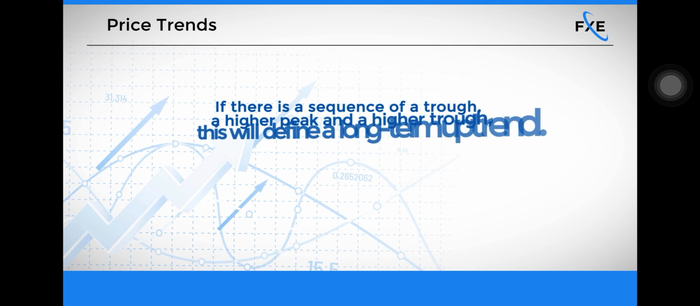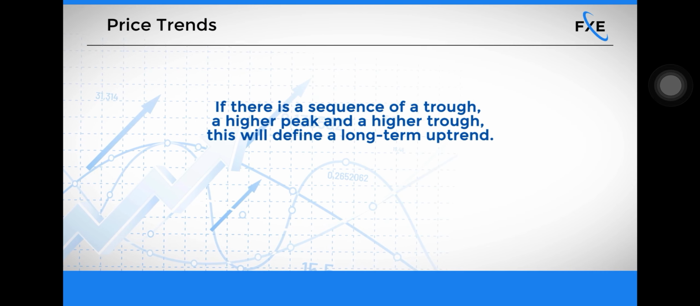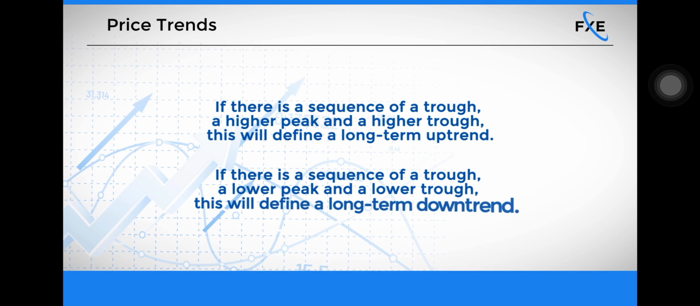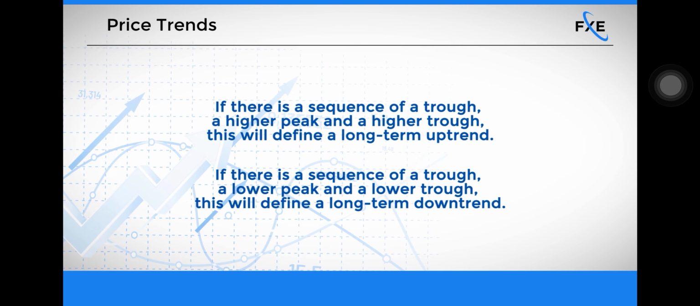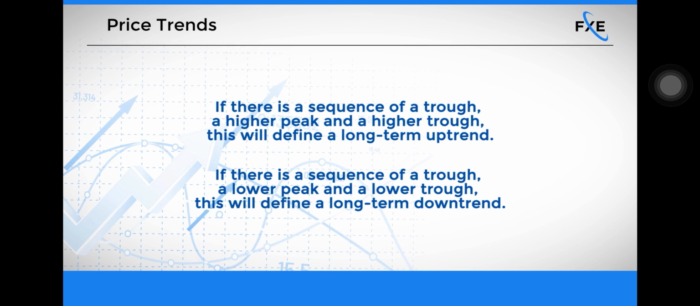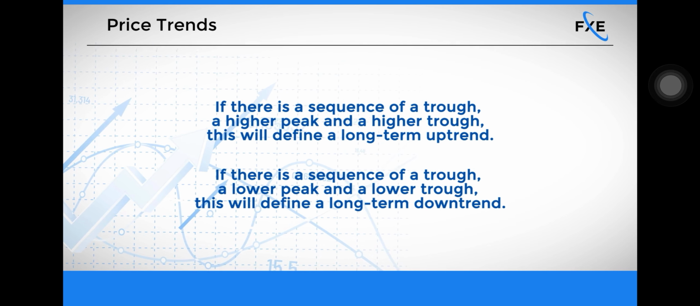If there is a sequence of a trough, a higher peak, and a higher trough, this will define a long-term uptrend. And if there is a sequence of a trough, a lower peak, and a lower trough, this will define a long-term downtrend. This style of analysis makes it easy to identify the direction of the long-term trend in a tricky market where price action is not so obvious.